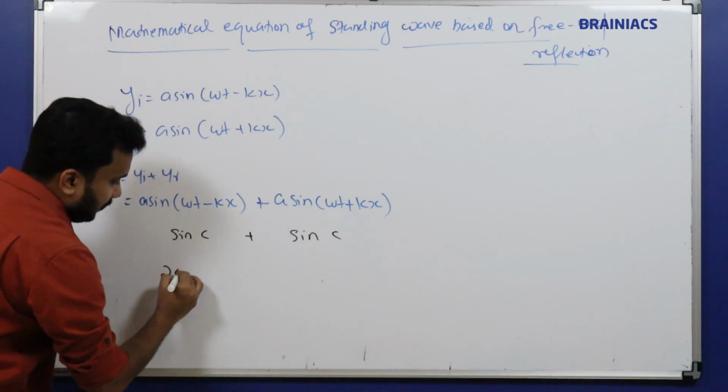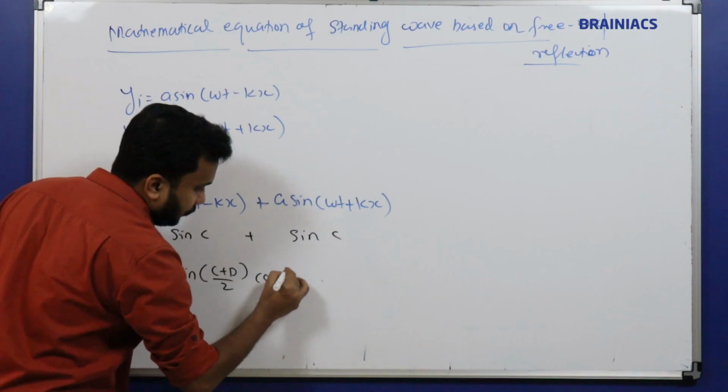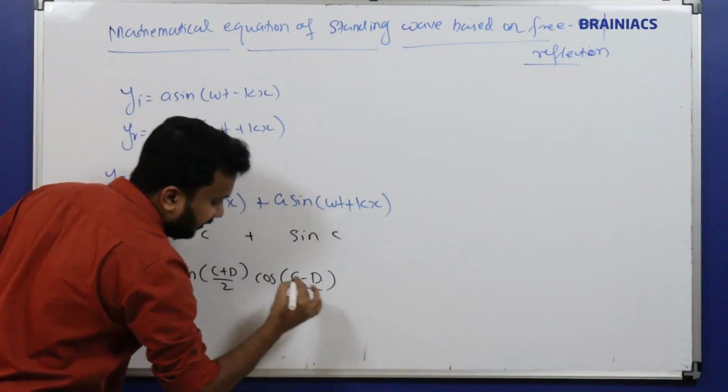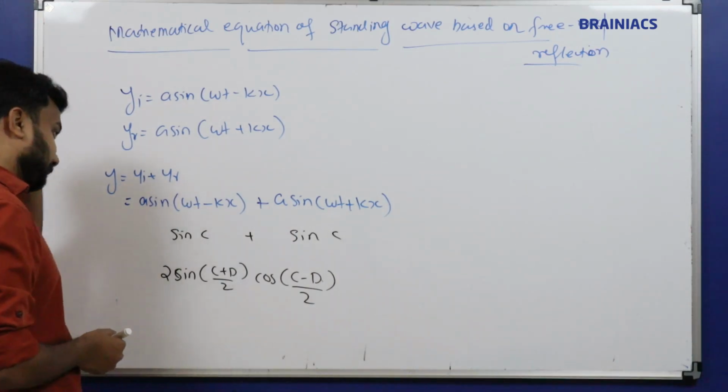What is the equation of this one? 2 into sine of c plus d by 2 and cos of c minus d by 2, if I remember correctly. I hope this is the formula. Okay, so now we will simplify this part.